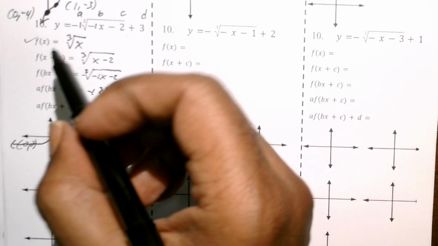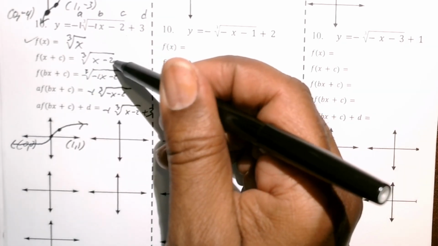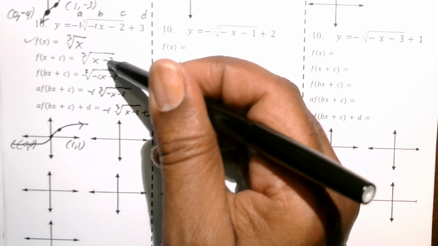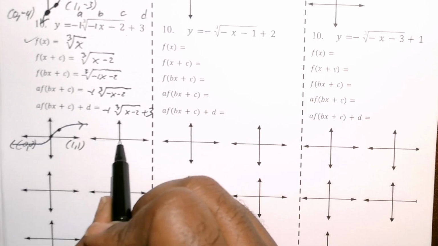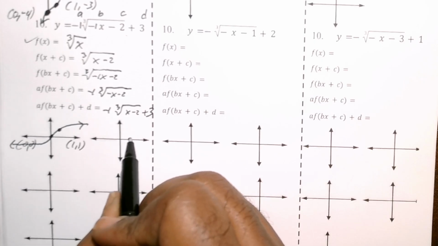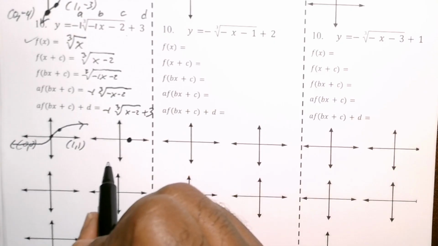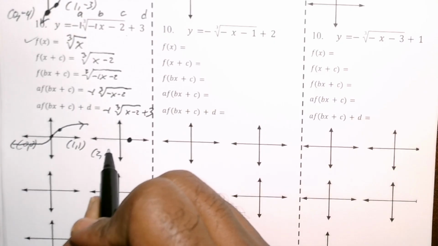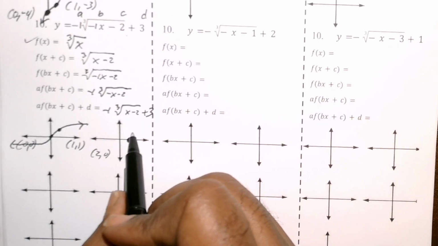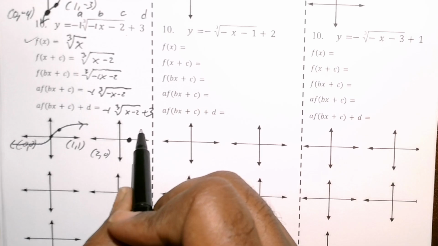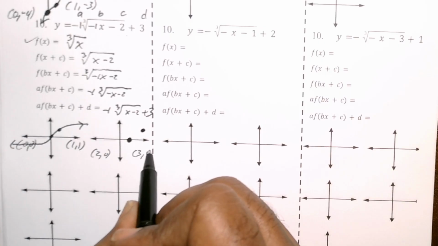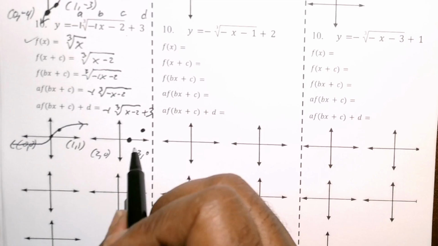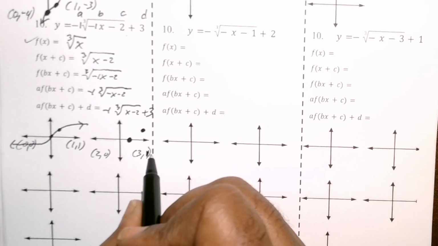Okay, now let's go to the next one. So c parameter is minus 2, so that's going to move everything to the right 2 times. So my 0, 0 is going to move over 2 times to 2, 0. And then my 1, 1 is going to move over 2 times to 3, 1. Sorry, not 3, 0. My fault. 3, 1.